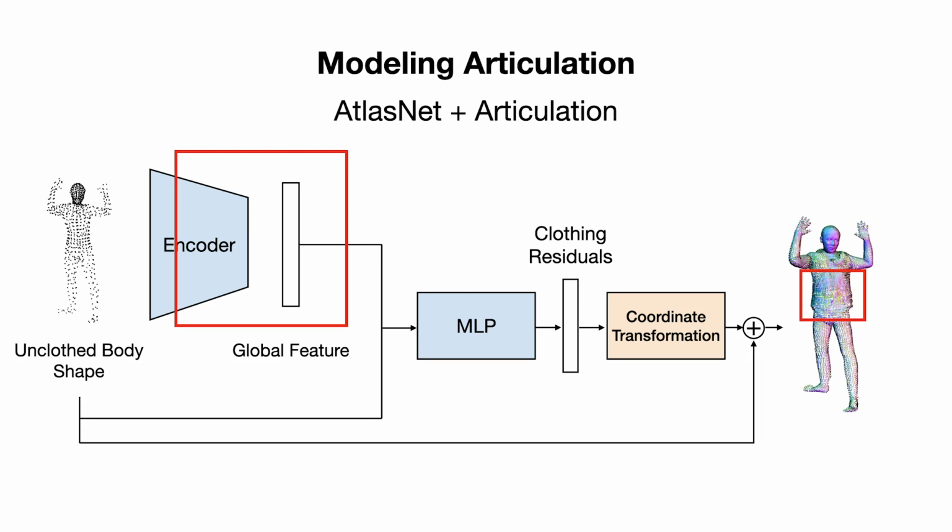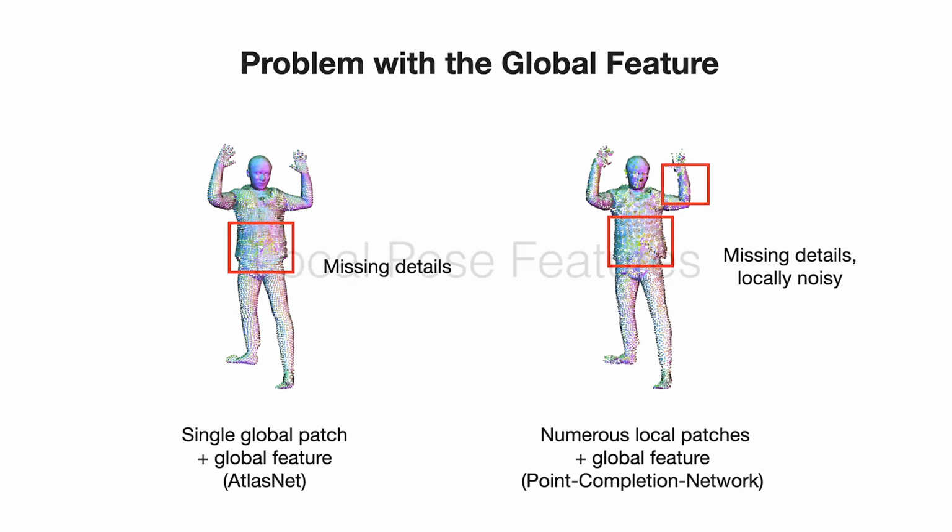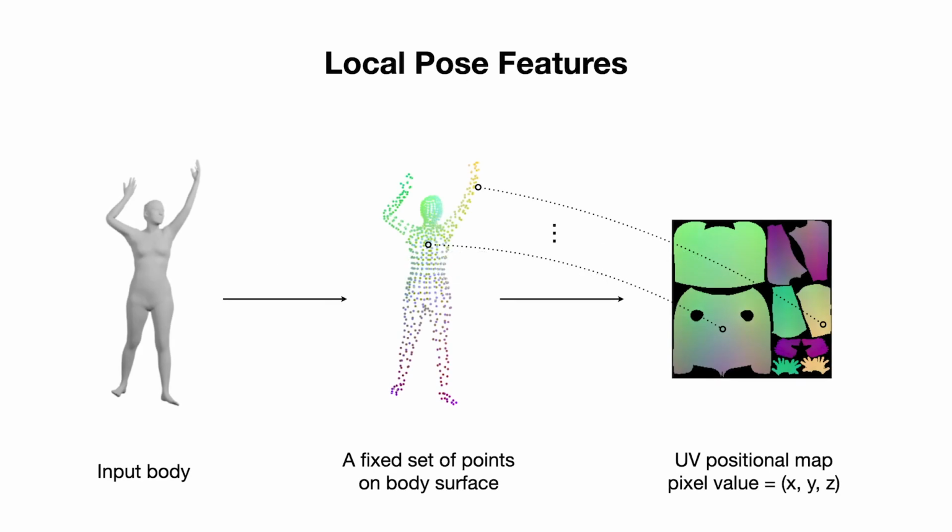This problem originates from their use of a global shape code. For either modeling with a single global patch as in AtlasNet, or many local patches as done in the point completion network, learning shapes from only global statistics is insufficient and does not generalize well. We replace the global features of these methods with much lower dimensional local features.